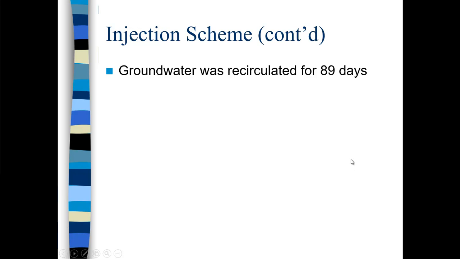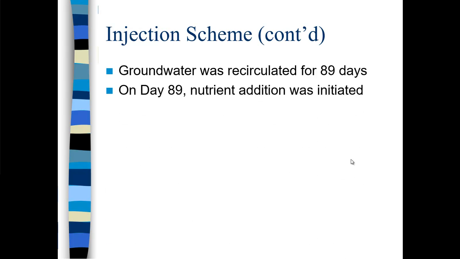At the very beginning, all they did was recirculate the groundwater for 89 days. Just by stirring up nutrients in the soil and in the groundwater, that was enough to start to degrade the contaminant. So you did see some contaminant degradation. Then at 89 days, nutrient was added. And when nutrient was added, that bolstered the existing microbes to further dechlorinate perchloroethylene.